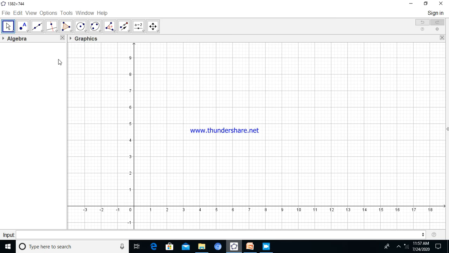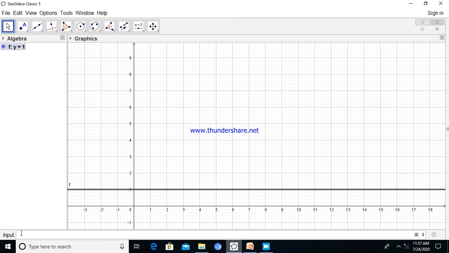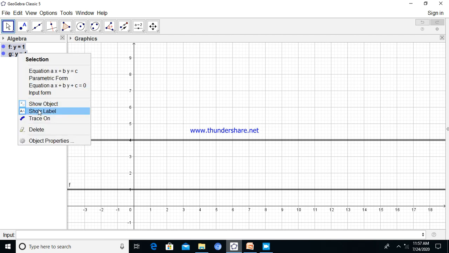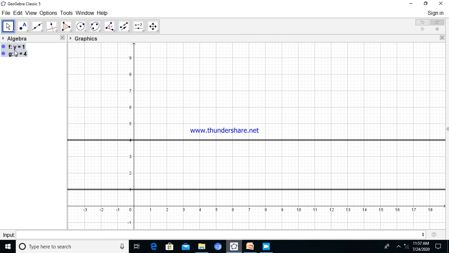Same thing I will try to explain from the graph. From this graph at first, since we are going to talk about two lines of reflection, y equals 1 and y equals 4, you can see both lines are parallel to each other. So they are the lines of reflection, and they are parallel to each other.